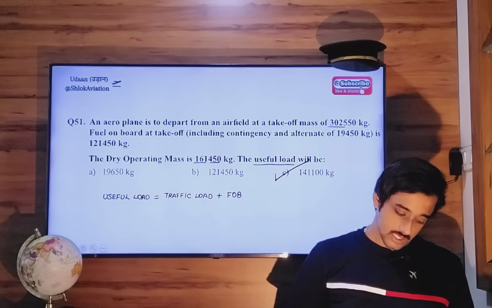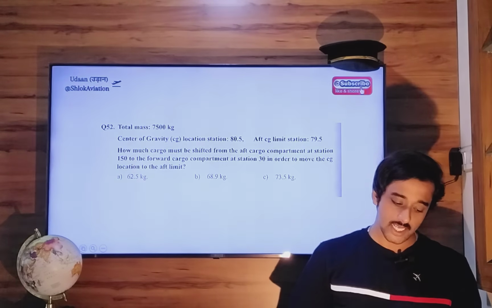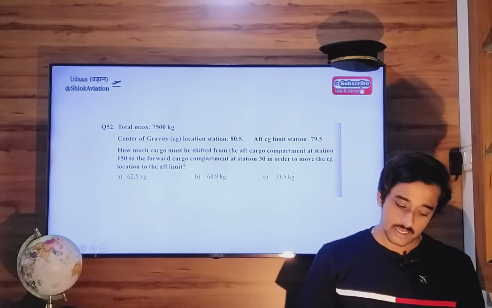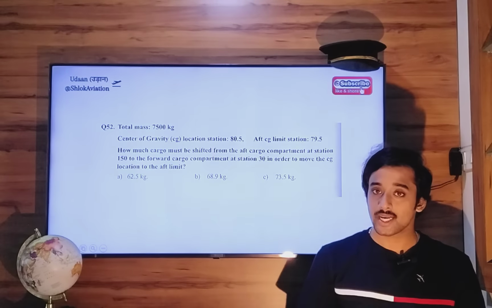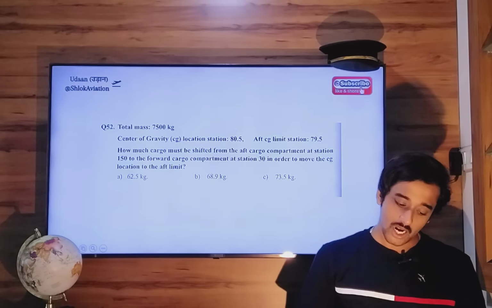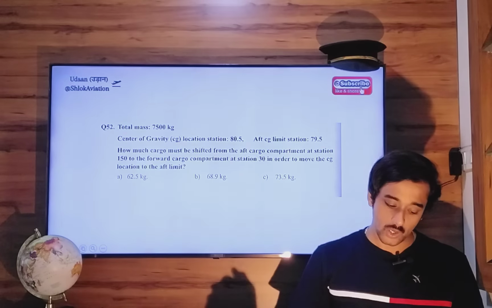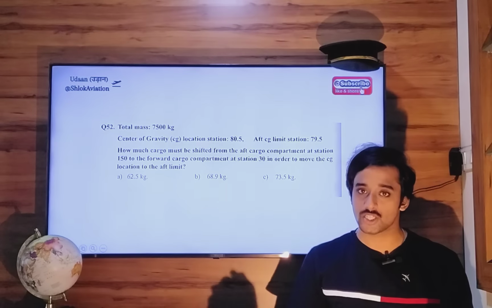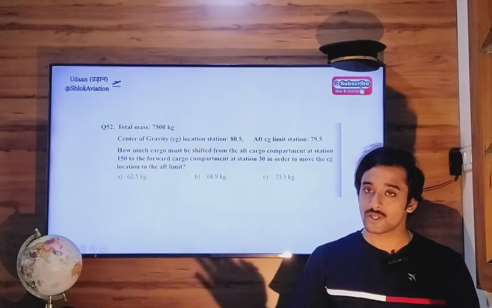Okay? Next. Question number 52. Total mass of this aircraft is 7,500 kg. Center of gravity location is 80.5. Aft CG limit is 79.5. How much cargo must be shifted from the aft cargo compartment at station number 150 to the forward cargo compartment at station number 30? Now the station means the position. Okay, in order to move the center of gravity location to the aft limit.